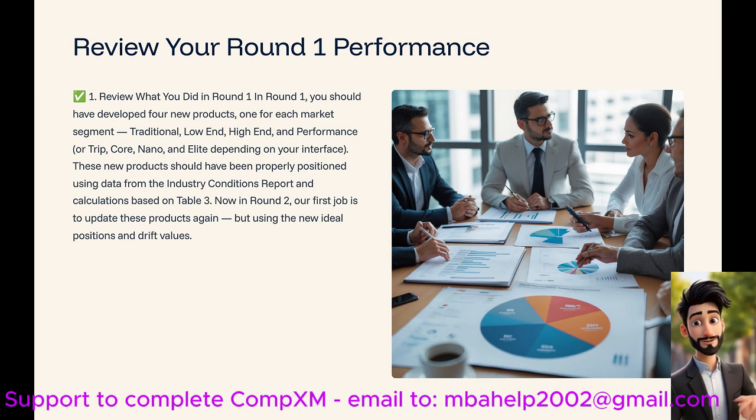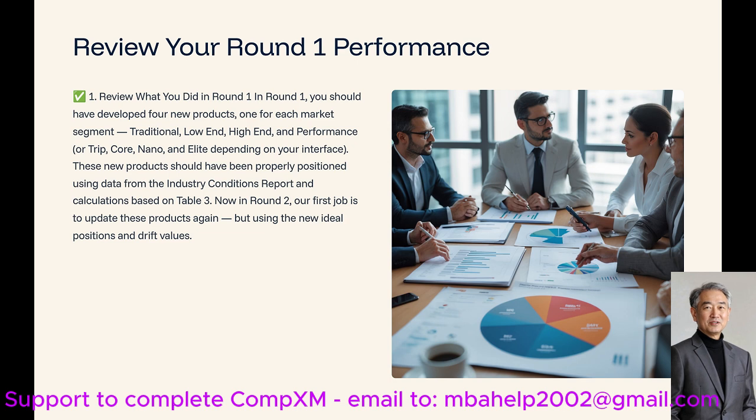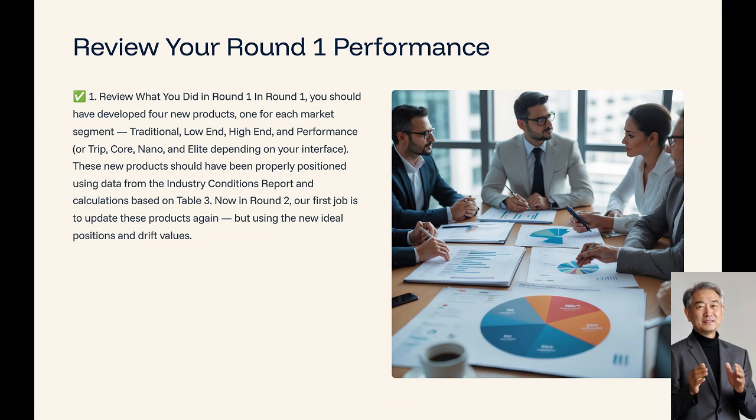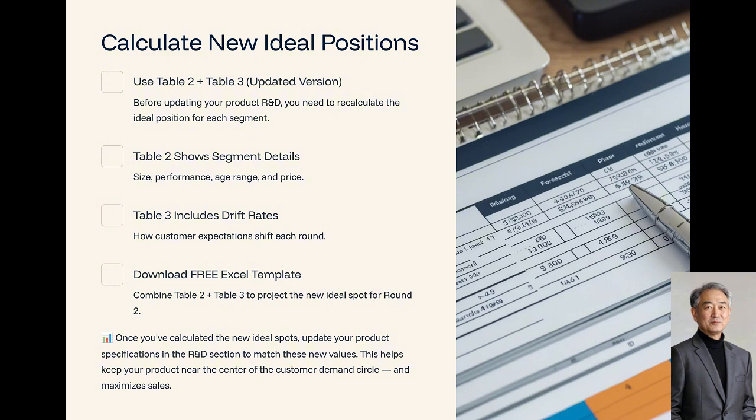Tip 2: Use Table 2 plus Table 3, updated version. Before updating your product R&D, you need to recalculate the ideal position for each segment. Table 2 shows the segment details: size, performance, age range, and price. Table 3 includes drift rates, how customer expectations shift each round.